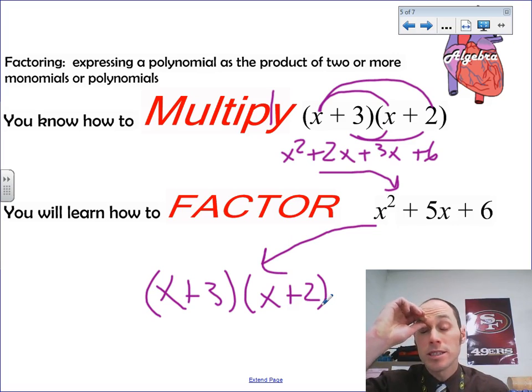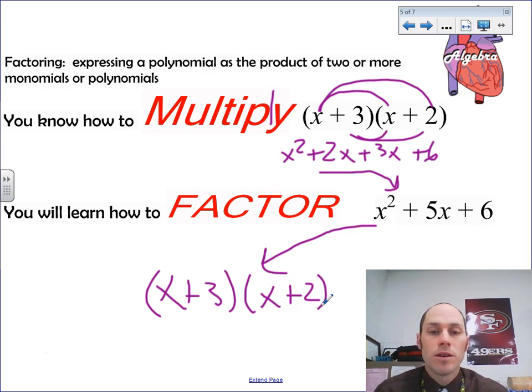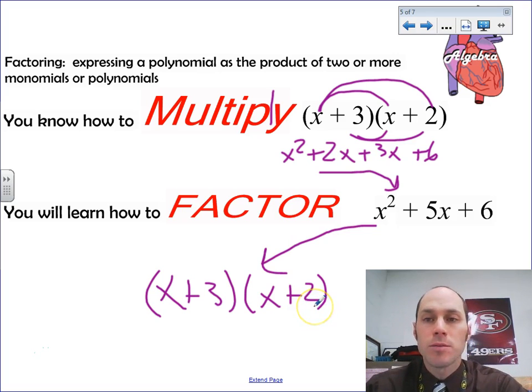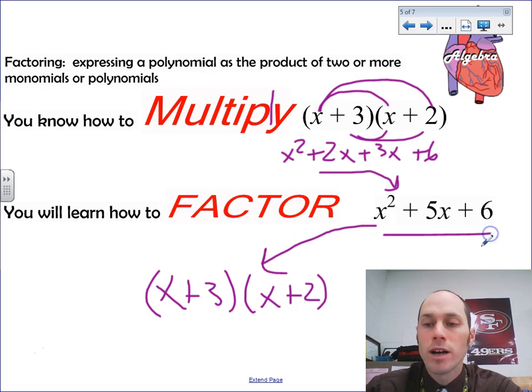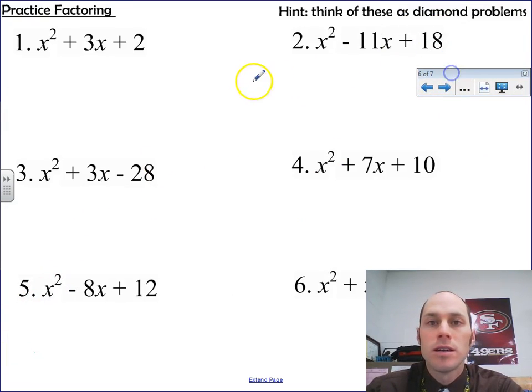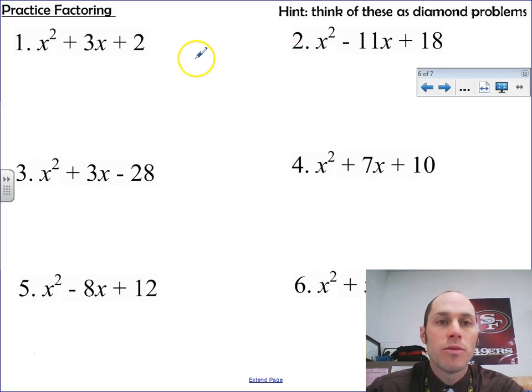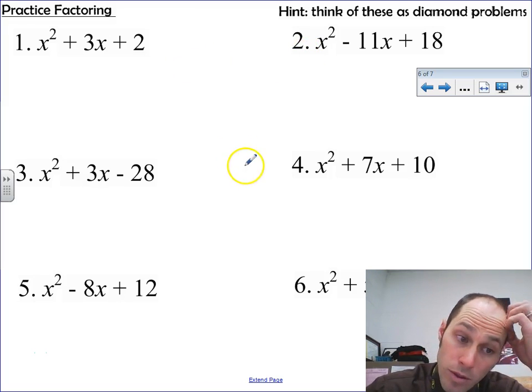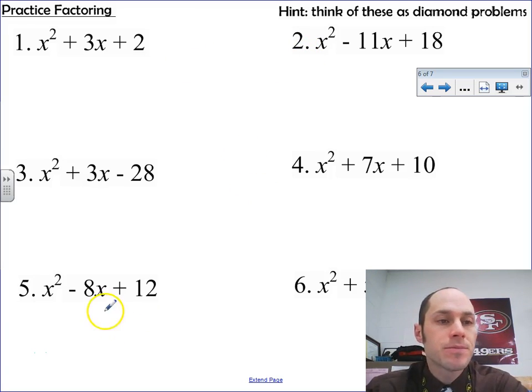So the reason we're doing this, we'll use later on because when we factor something, it helps us to solve quadratic equations. So we're going to work through that in our next unit, but we've got to learn how to factor first. Now here's where those diamond problems that I showed you before are helpful. So when we're thinking of how to multiply x squared plus 3x plus 2, what are my two binomials that give me that product?